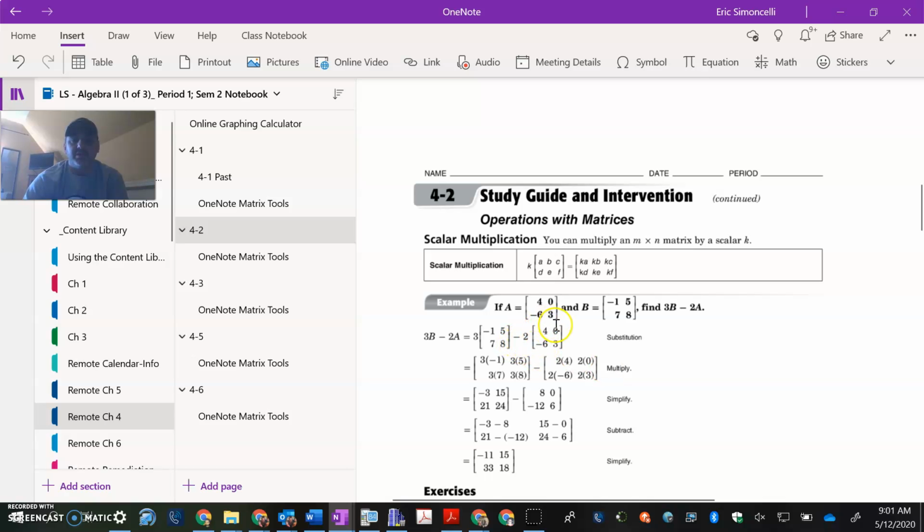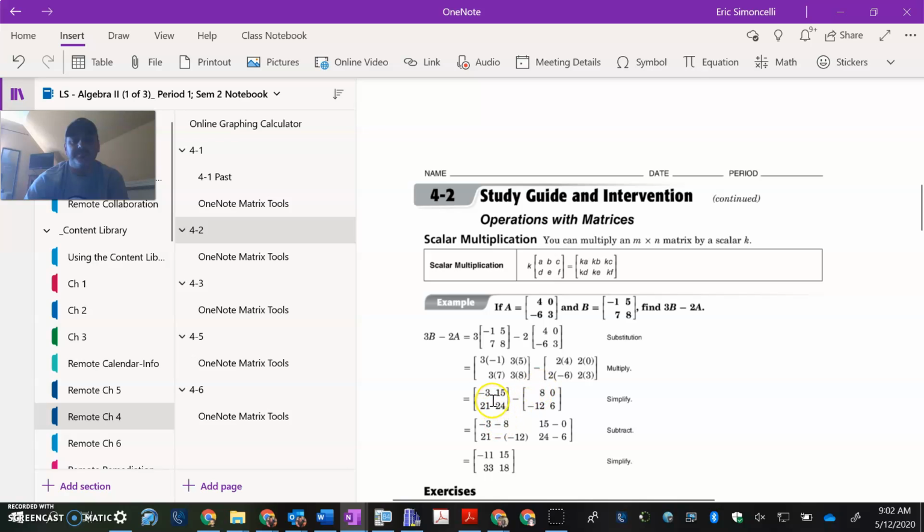They multiplied 2 all the way through, so 2 times 4, 2 times 0, 2 times negative 6, and 2 times 3. So 8, 0, negative 12, 6 is the 2 by 2 that results. They left the minus, like I said, so they did negative 3 minus 8, which you can do because they're both 2 by 2s. So again, they started with the scalar multiplication for both matrices, and now you'll subtract.